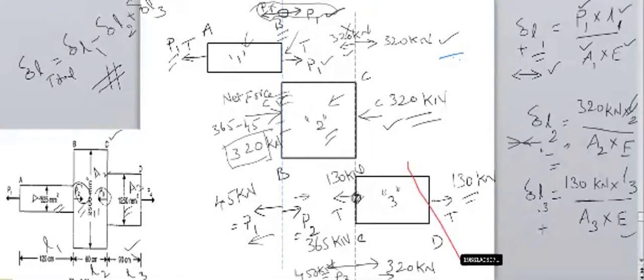The net force will be 320 kilonewtons, moving towards the right hand side because P2 is greater in magnitude. The resultant net force will be moving towards the right hand side. So the B portion is completed.